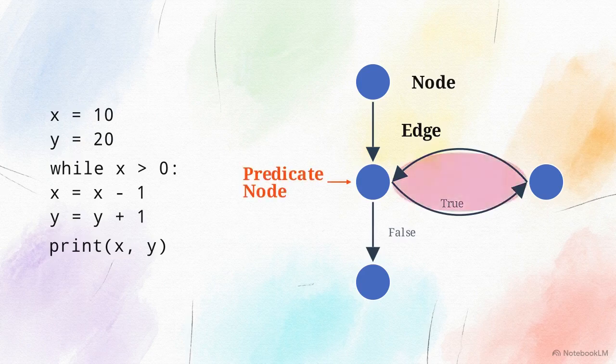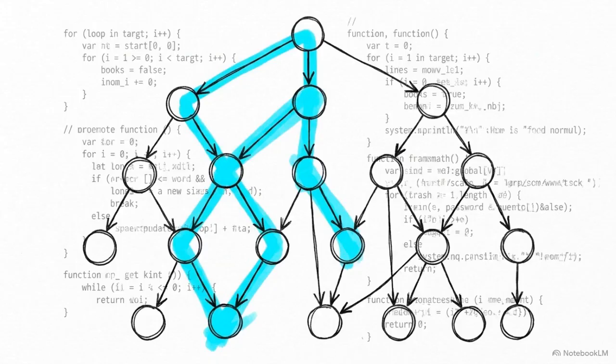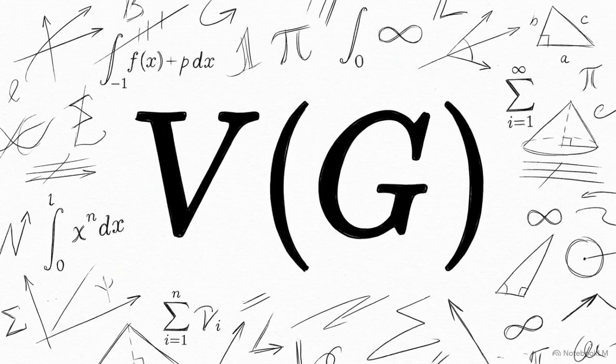Any empty space fully enclosed by intersecting nodes and edges is defined as a region. The entire external area outside the graph also counts as one distinct region. This visual translation strips away the distracting syntax of programming languages, exposing the raw mathematical skeleton of the algorithm for rigorous analysis.